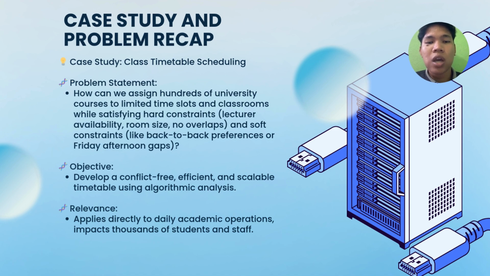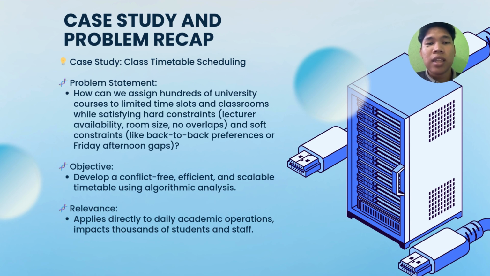And second, we have soft constraints, which are more like preferences. These include things such as avoiding early morning or late afternoon classes, giving breaks between classes, and keeping classes on the same day or in a specific block of time. So the main objective of our project is to build a timetable that respects all the hard constraints while trying to satisfy as many soft constraints as possible.